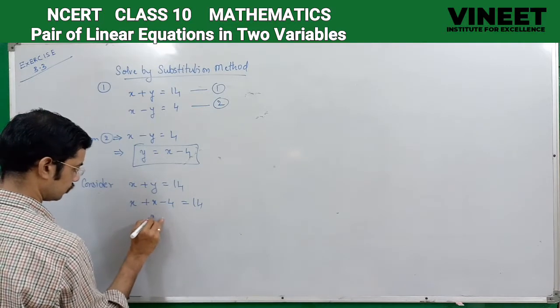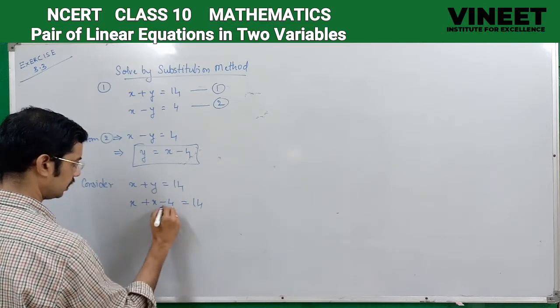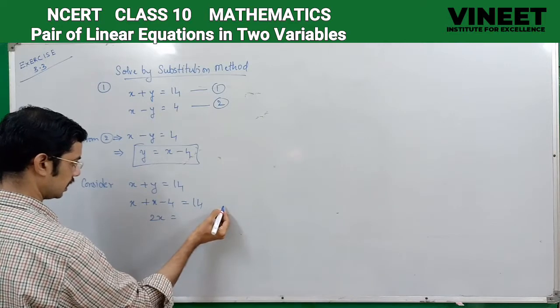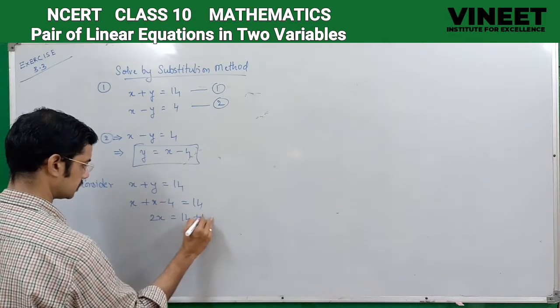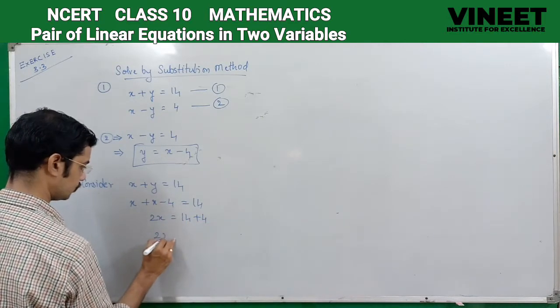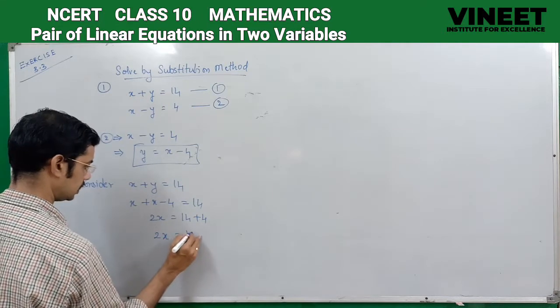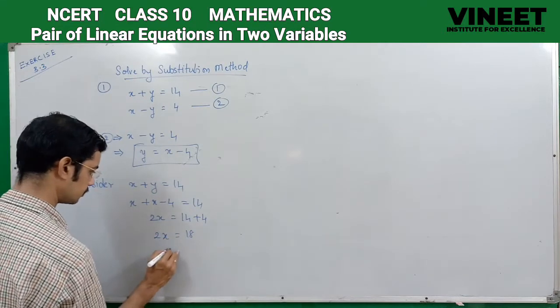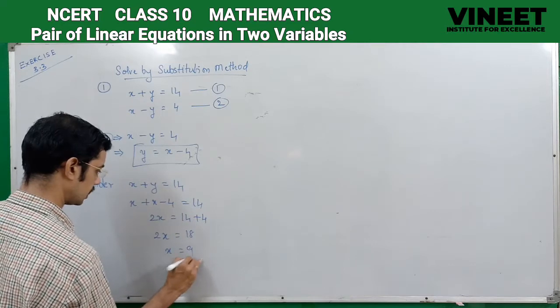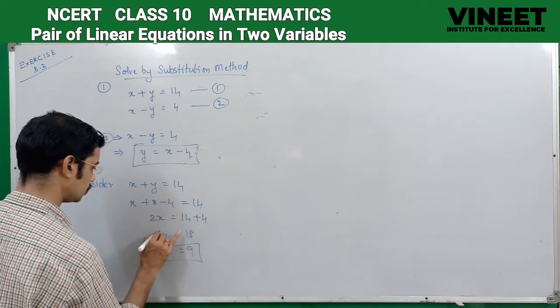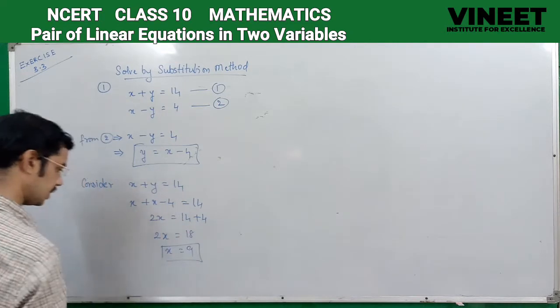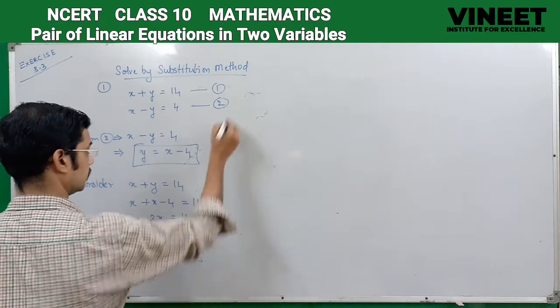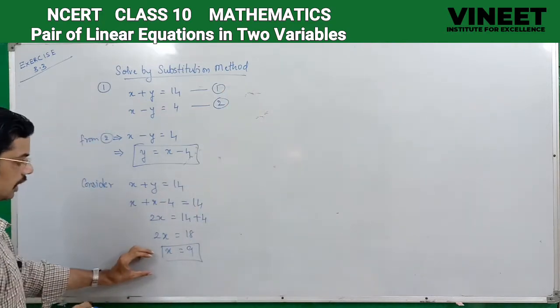x plus x will give you 2x, and this is 14. Minus 4 goes that side, it becomes 14 plus 4. So 2x equal to 18, and x becomes equal to 9. Okay, 2 into 9 is 18. So you have got x.